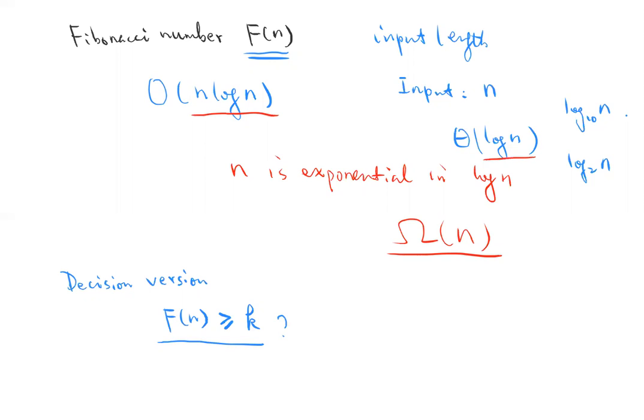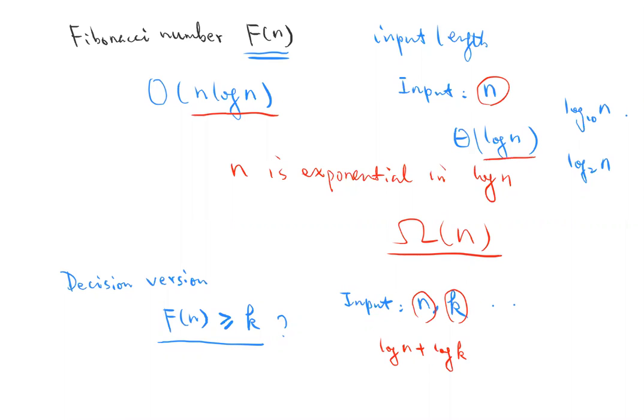Now, what's the input length now? The input will be two numbers, n and k. That's a huge difference. Here the input was only n, but here, other than n, we have k. All right, so the input length will be, say, log n plus log k. That's the input length. Now, how much time does it take?